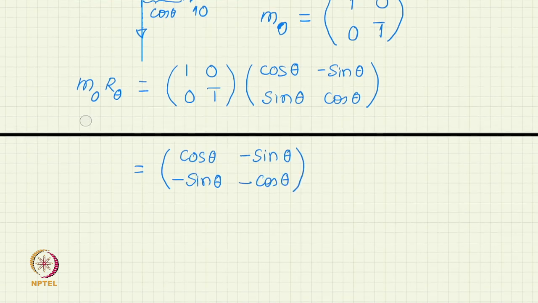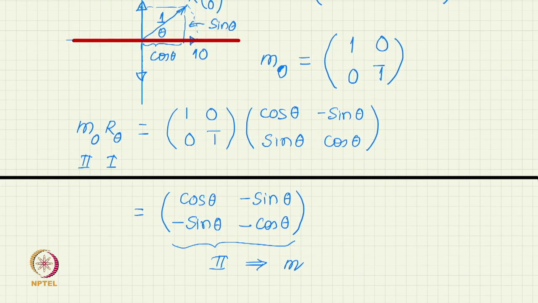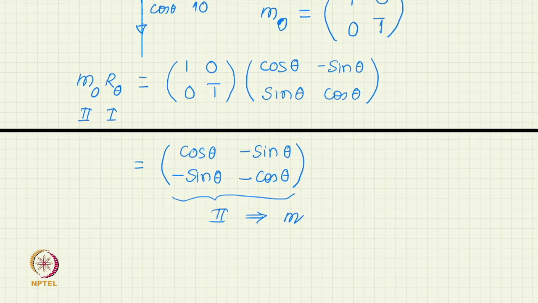Remember, we are combining a reflection, type 2, with a rotation, type 1. So, the resulting operation has to be type 2, and we know that a type 2 operation in 2D is a mirror. So, it is a mirror, but which mirror? To see which mirror, we have to find the line of the mirror, the orientation of the mirror.